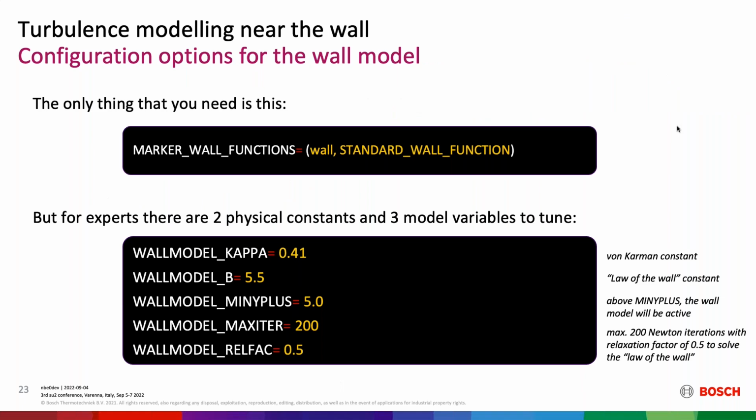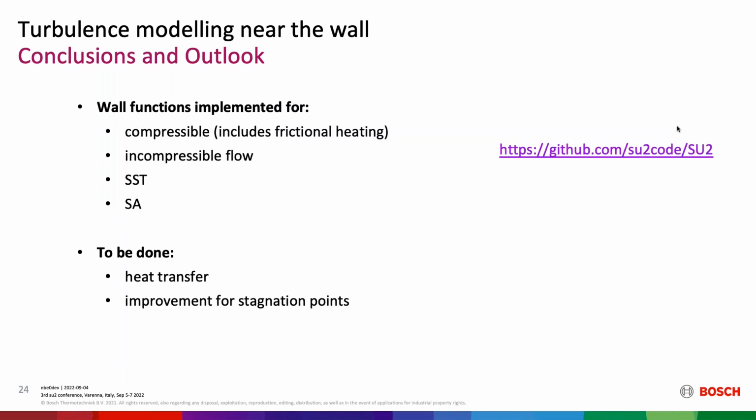What do you need to do to unleash the power of wall functions? It's very simple. The only thing that you need is to add this keyword, marker wall function, then the name of the wall that you also use to define the isothermal wall or the heat flux wall, and you just say it's a standard wall function. And if you feel like an expert, then there are also some expert parameters for you to play with. And this is all already in develop and ready for use.